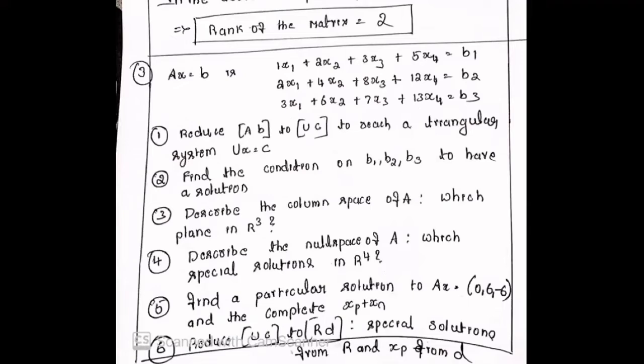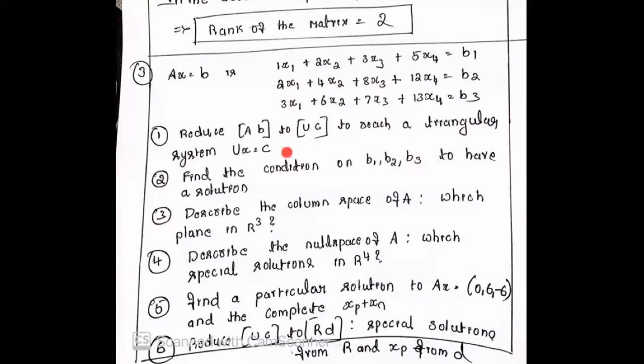So the question is this: Ax is equal to B is the format. Three equations are given. One is 1x1 plus 2x2 plus 3x3 plus 5x4 is equal to B1. Then 2x1 plus 4x2 plus 8x3 plus 12x4 is equal to B2. And the third one is 3x1 plus 6x2 plus 7x3 plus 13x4 is equal to B3.